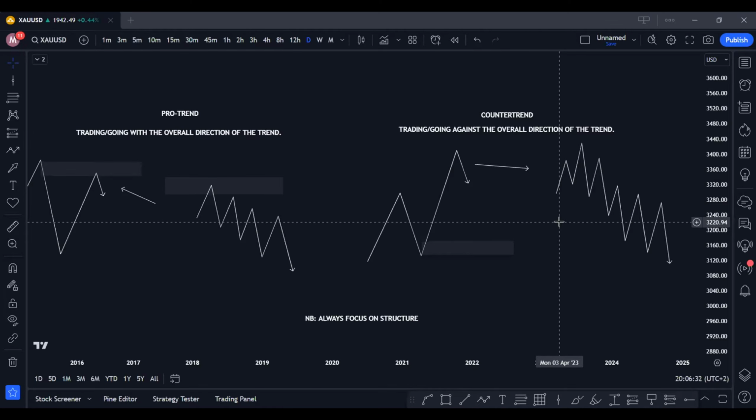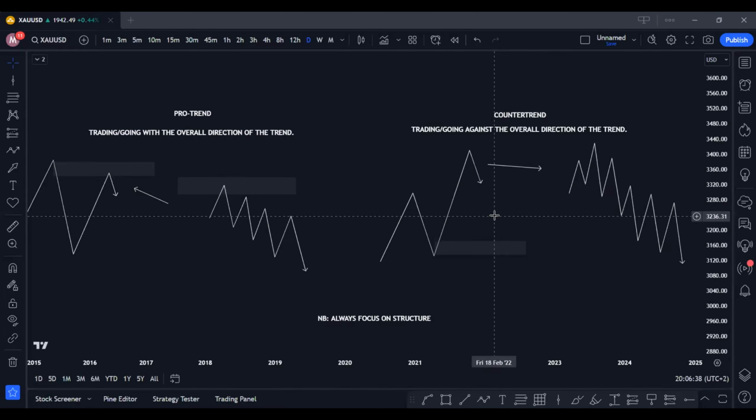In today's Zoom session, we'll be mainly focusing on pro trend and counter trend. You'll be learning how you can catch your pro trend trades and your counter trend trades.